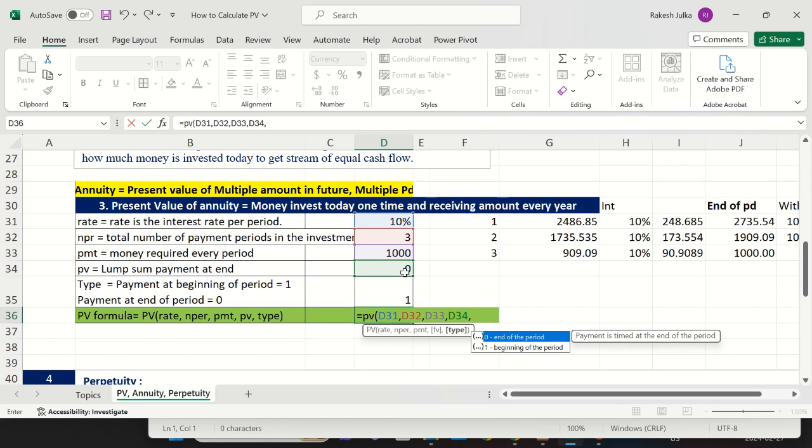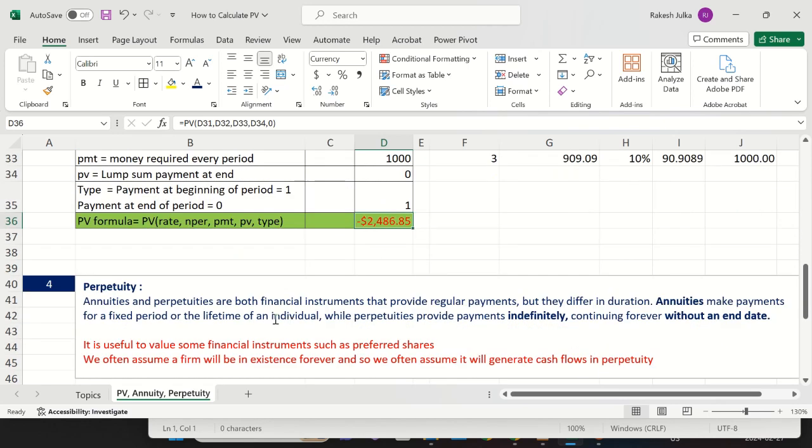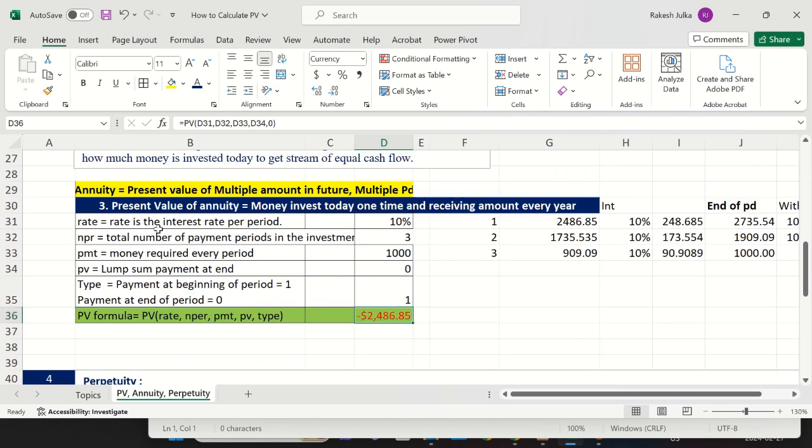So for payment, I want it at the beginning of the next period or the end of the period. If I put 0, it's not going to have any effect. So 2486.85, exactly the same answer that we have here. So this much money invested and 1,000 that we are earning. Now this is the annuity, right?